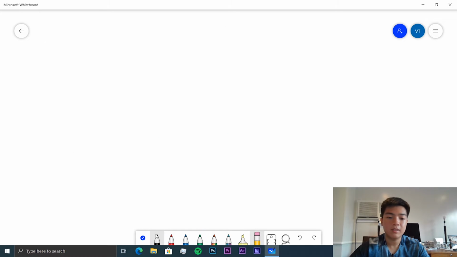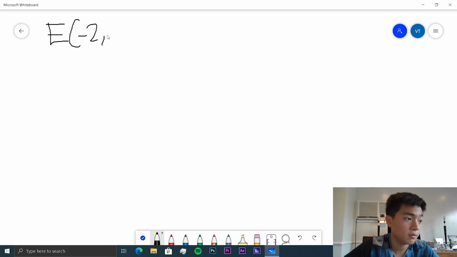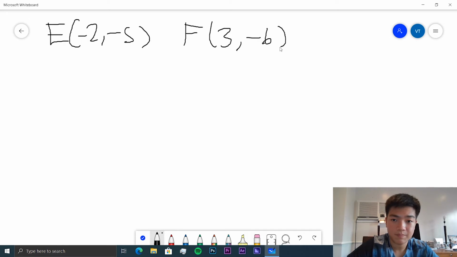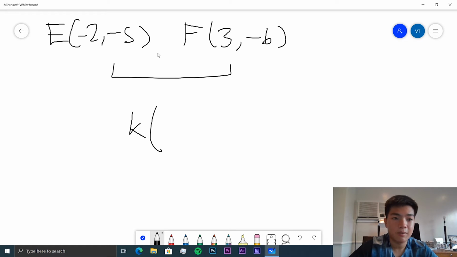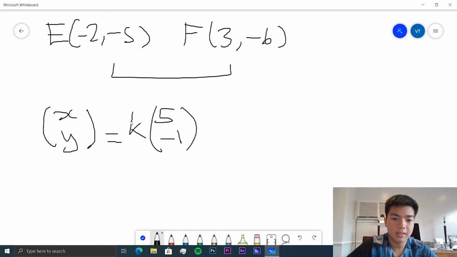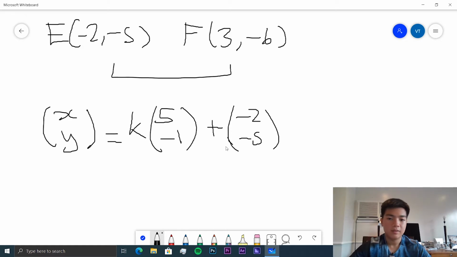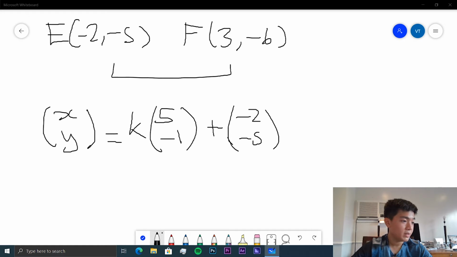Okay, on to the next one, where we need to find a line that passes through (-2, -5) and (3, -6). First let's get the direction vector. So we have k, and then we have 3 minus -2 is 5, -6 minus -5 is -1. So we have (x, y) is equal to k times (5, -1), and then we can simply add one of these existing points. We'll pick this one, which is (-2, -5). And so yeah, this should be all good.